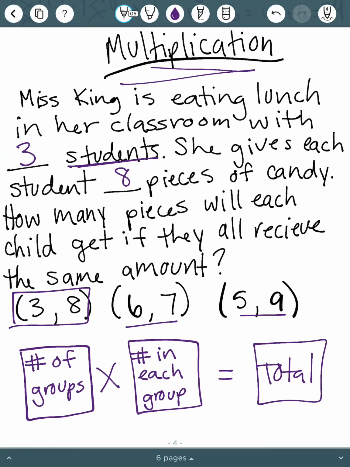So anyways, in this case, we would have the number of groups, which is 3 students, multiplied by the number in each group, which is 8, to give us our answer of how much candy. So 3 groups of 8 equals something. I also like to use that verbiage. So to work this out, if we have 3 groups of 8 equals something, that's going to be our equation. I have to see this in their work, whether that's before or after they work it out, it doesn't matter.